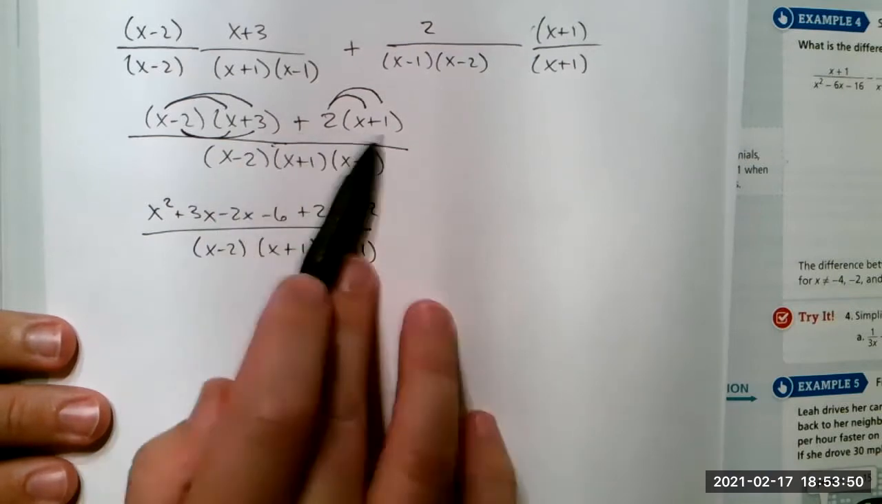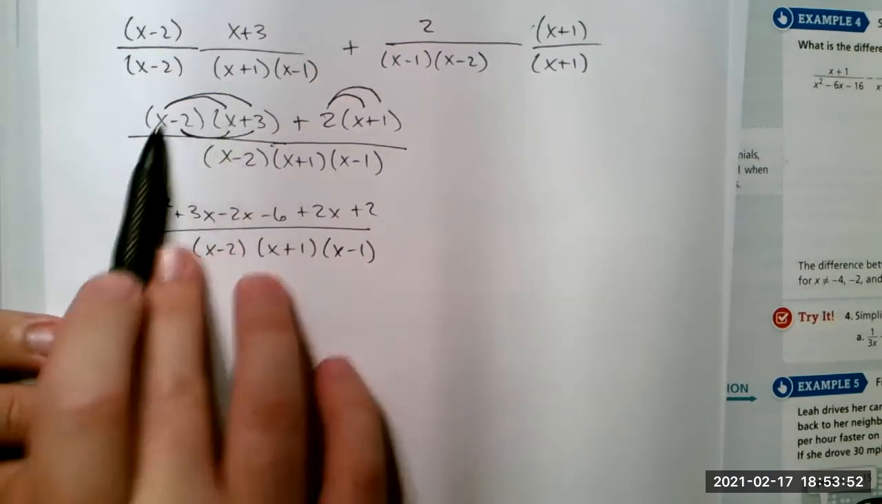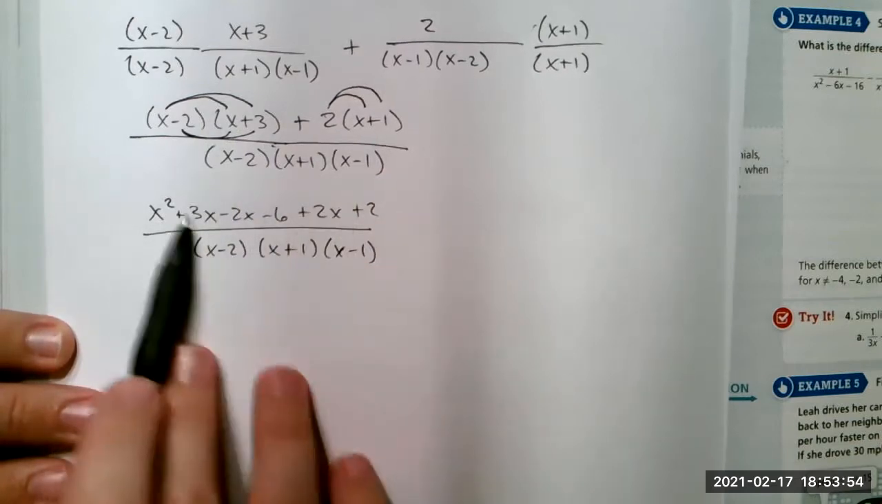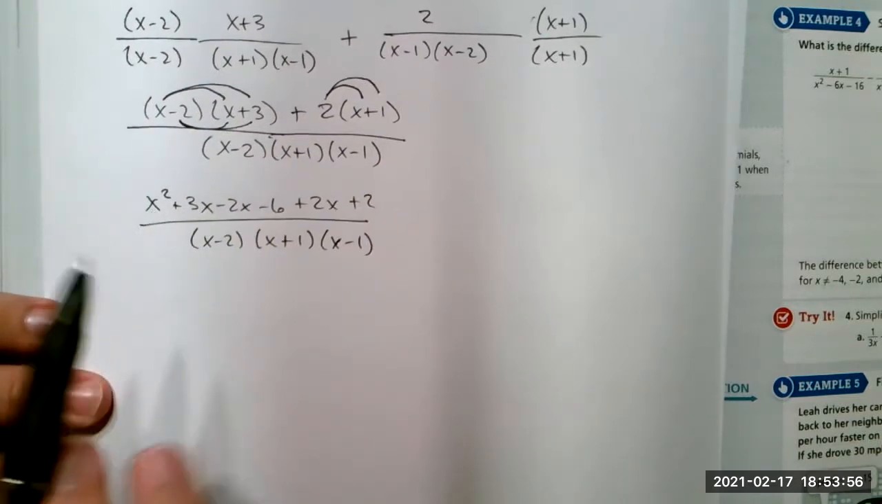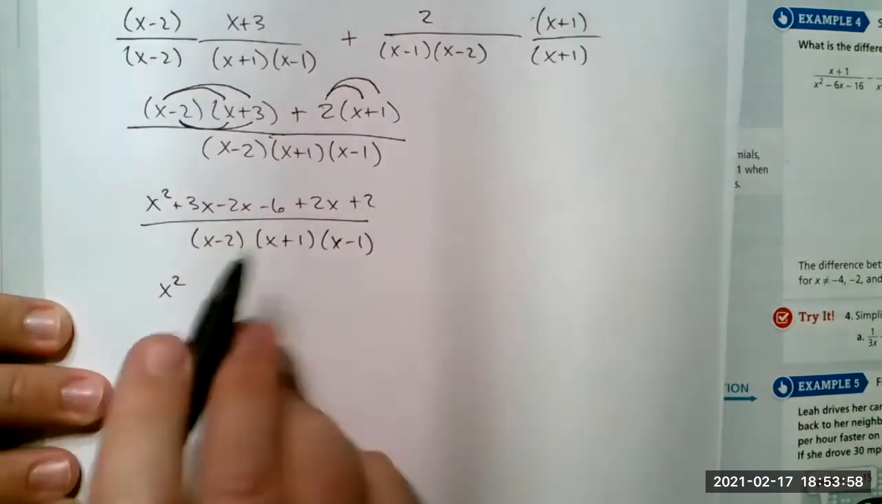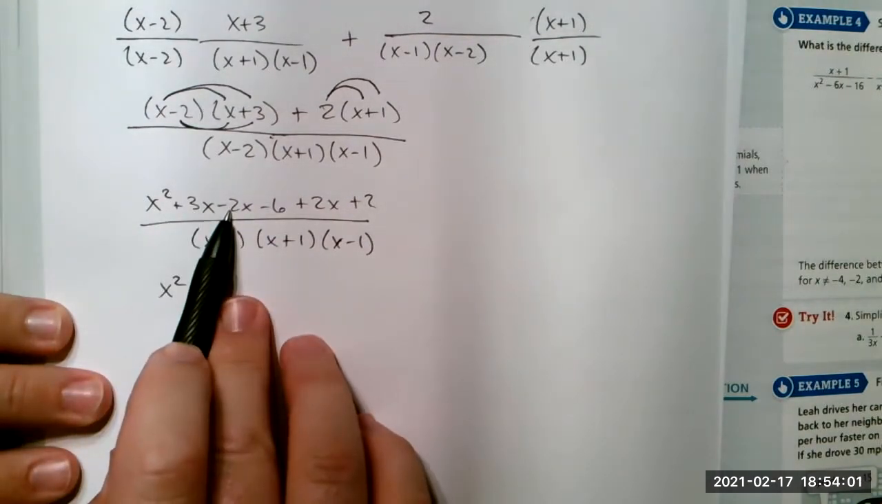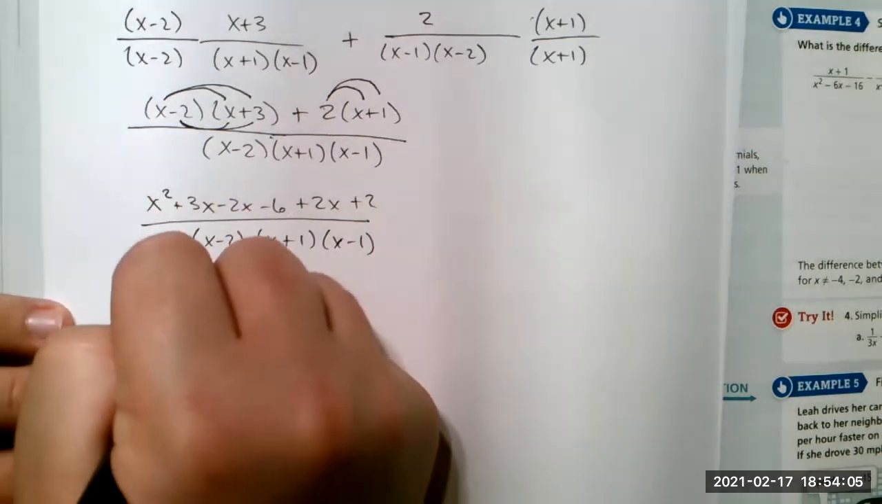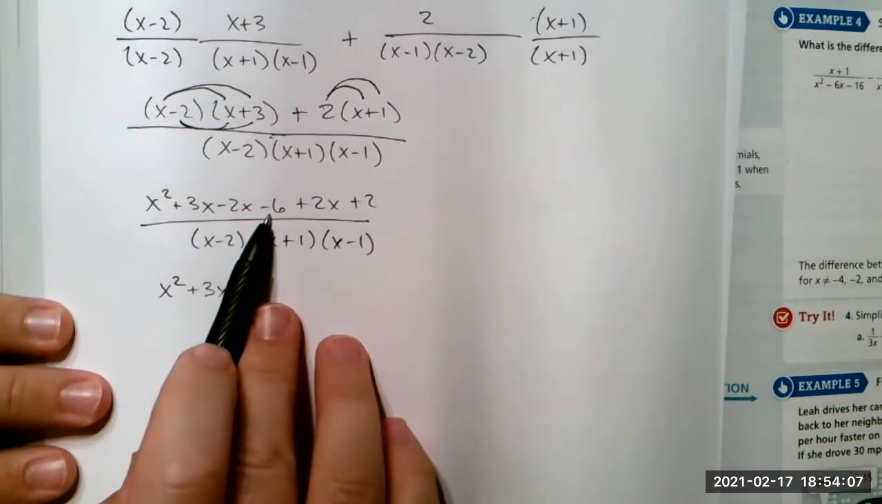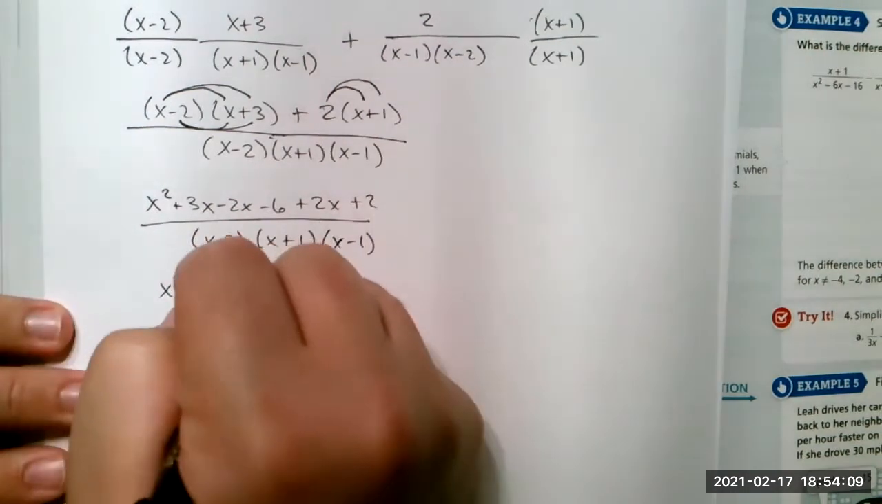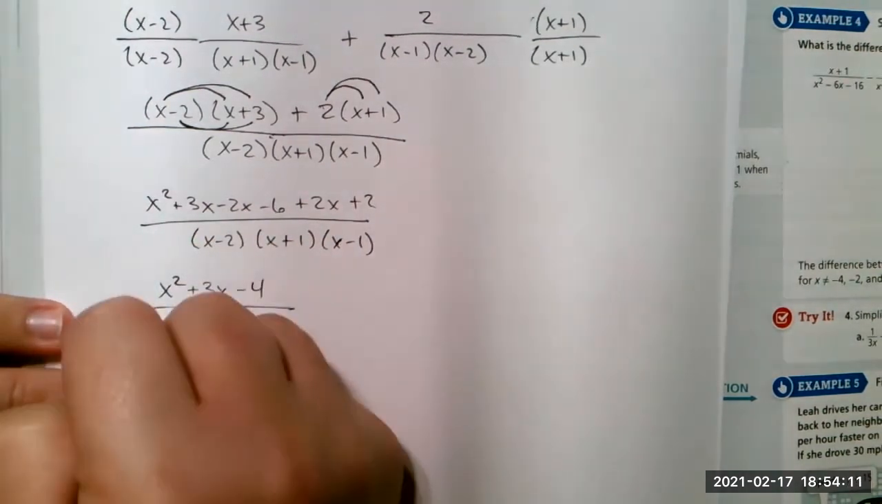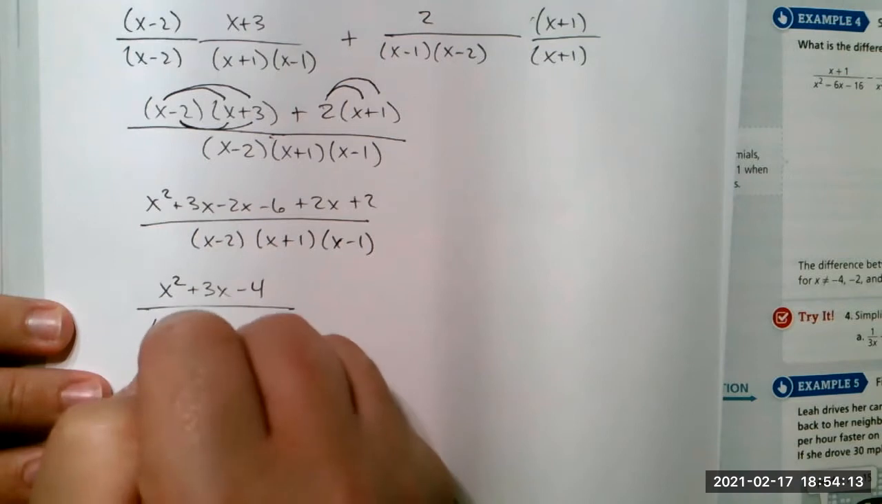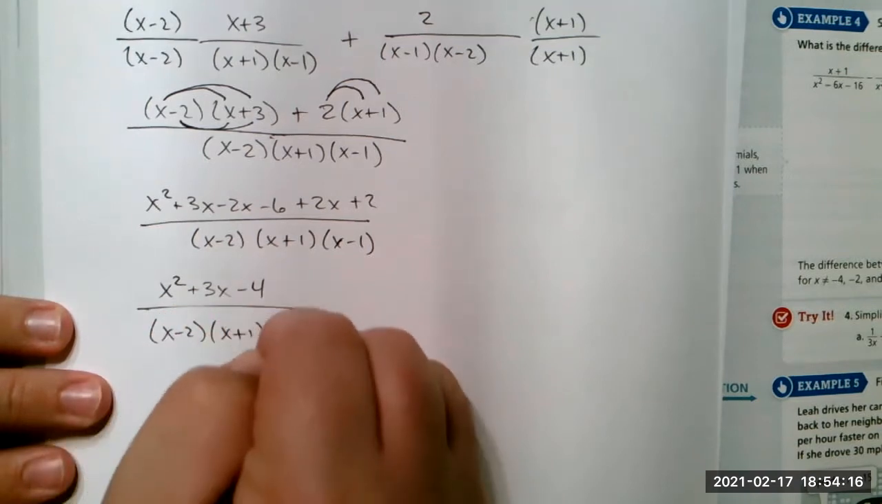Nothing is being separated by addition or subtraction between the parentheses. Here, I am adding these two numerators. So what I have to do is multiply everything out and combine like terms. So let's go ahead and do that. I've only got 1x squared. 3x minus 2x is 1x. 1x plus 2x is 3x. Negative 6 plus 2 is negative 4. Then my denominator, x minus 2 times x plus 1 times x minus 1.